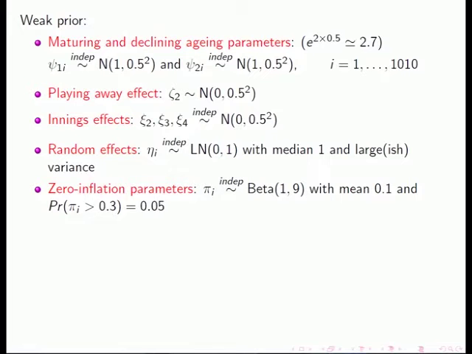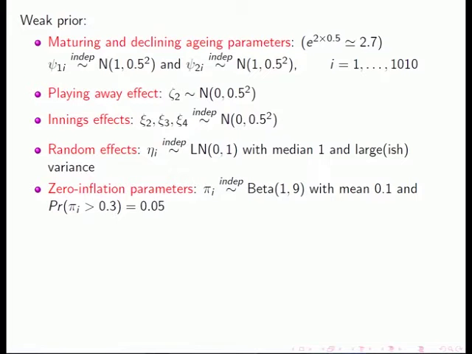For the innings effect. The random effects, remember, these have to be log normal in order that when we marginalize it, we're going to get a negative binomial. And so this has got median 1, but it's got the largest variance. That doesn't look like a large number, but in fact on this scale it is quite large.